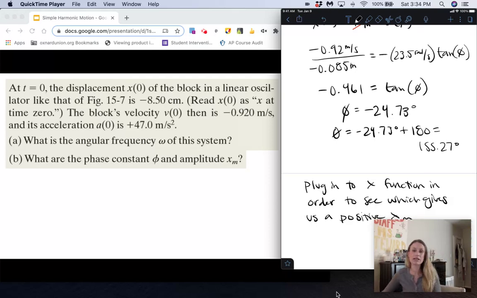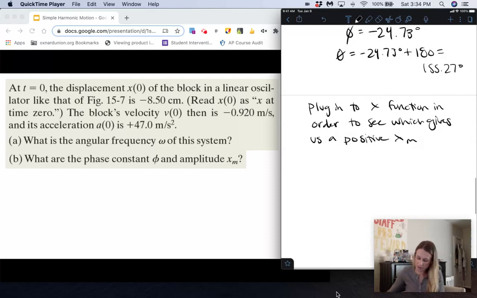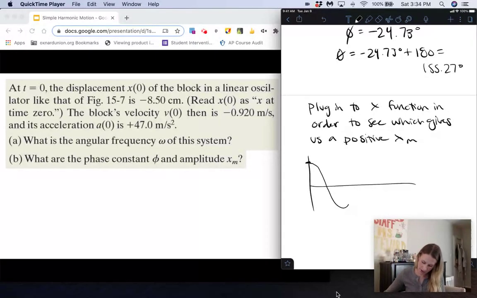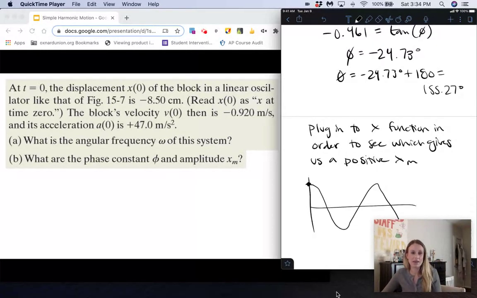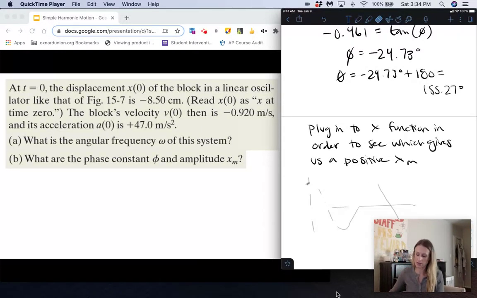And the reason that we need a positive amplitude is because if we look at the cosine graph, it starts up here. Okay, so in order to have a positive amplitude starting point, that phase constant has to give us a positive amplitude in that equation. Okay, so that's the key there.